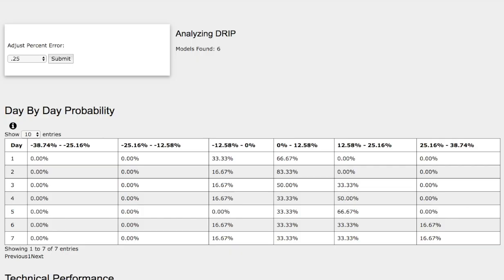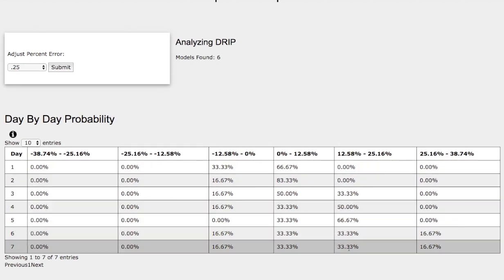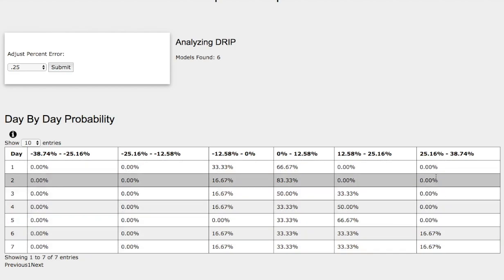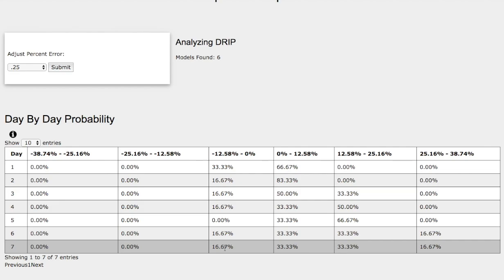So now let's examine the day-by-day probability model for DRIP. As we progress to the 7th day, we have a 33% chance for it to climb between 0 to 12%, and to the extreme up case, we have a 33% chance for it to climb between 12% to 25%, and in a further extreme case, we have a 17% chance for it to climb between 25% to 38%. And to the downside, we have a 17% chance for DRIP to fall between 0 to negative 12%. So we'll just be using the 12% up and down as our support and resistance levels.